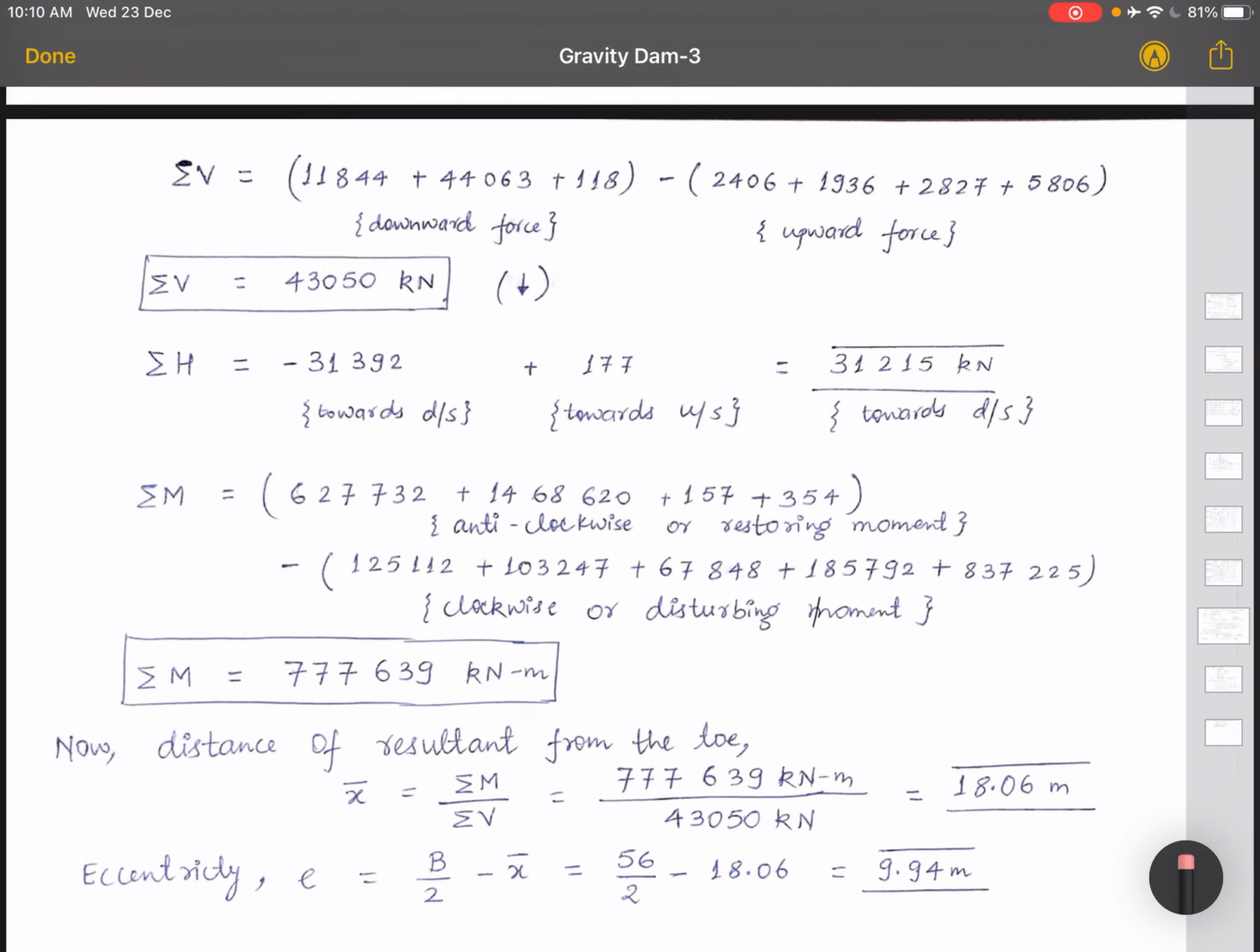So this is all for today. In the next lecture we will see the basic profile, the elementary profile of your gravity dam. That will be the last topic of this gravity dam topic.